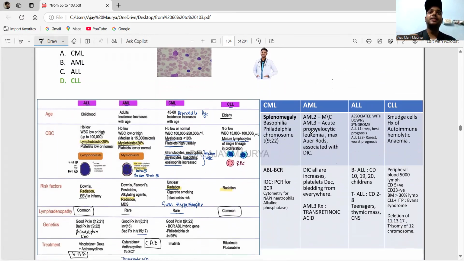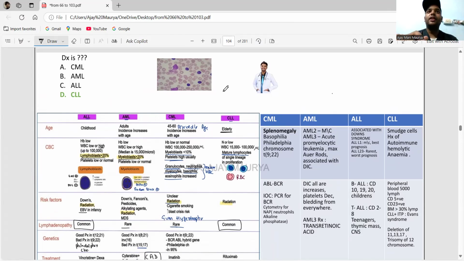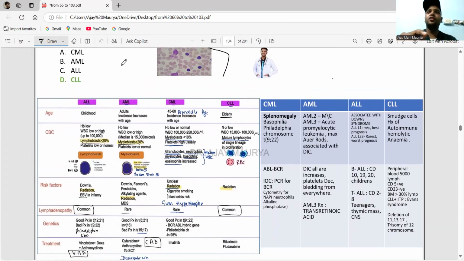Now see guys, these are the leukemias. First of all, you have to remember there is only one image in all the leukemias that they are going to focus on more. That is these are smudge cells seen in CLL. CLL. Next one, this is a question already.